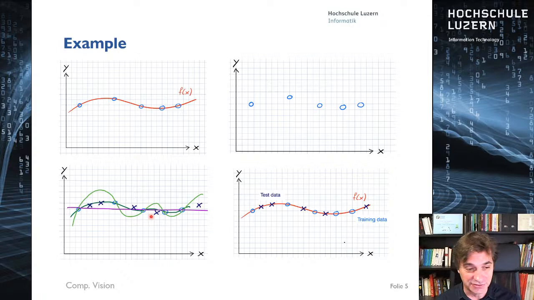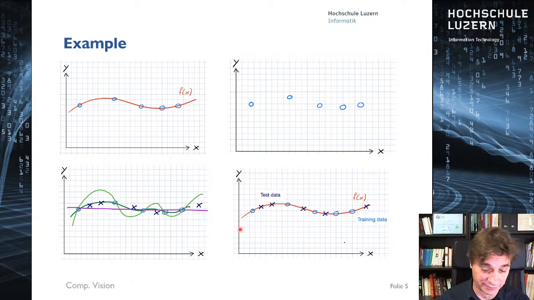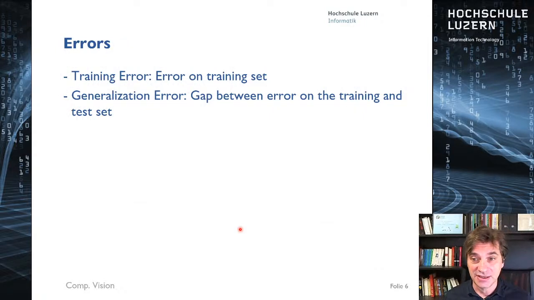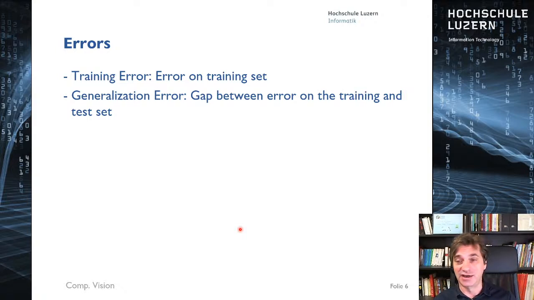So what does it have to do with the depth of the network? If you have a deeper network or also just more capacity, more parameters in your network, then you will have more something like this green function that can adapt to the data, while if you have less capacity, you're more like the purple function here. Okay, so in order to find out if your network has the correct capacity, you need to look at some validation data or test data.